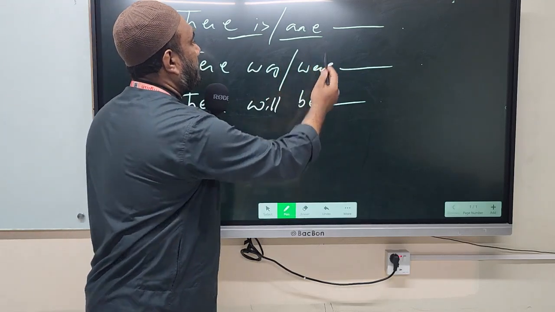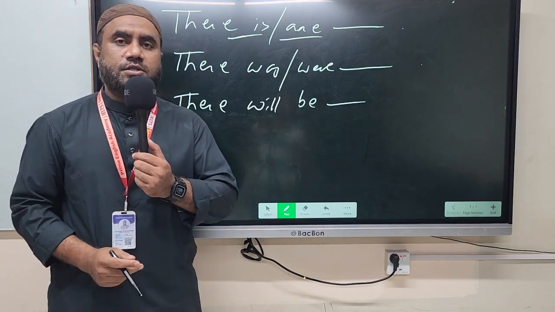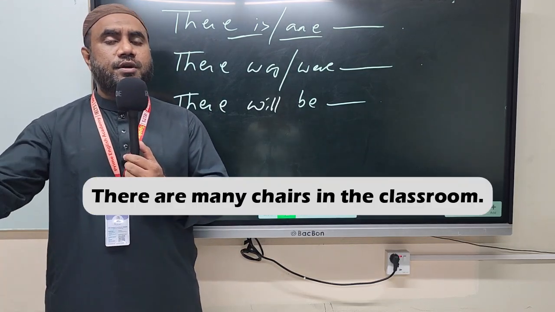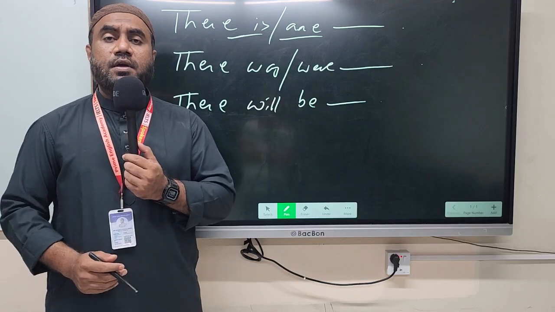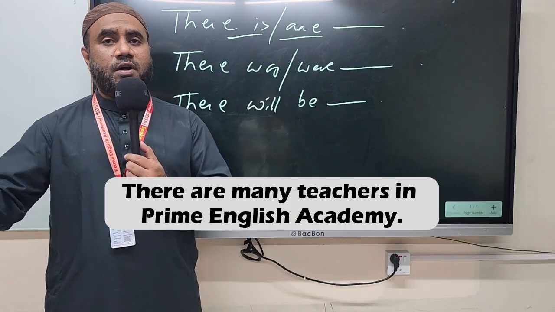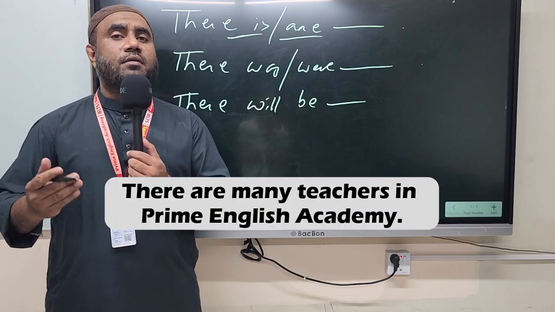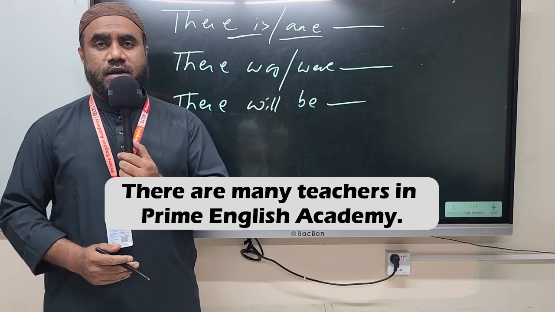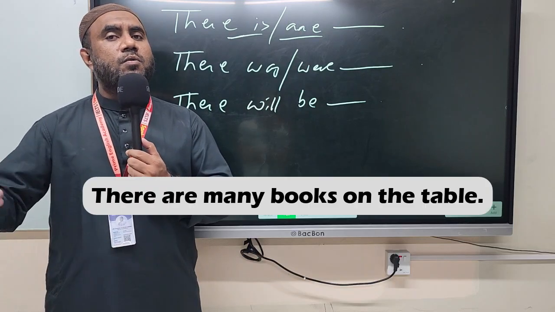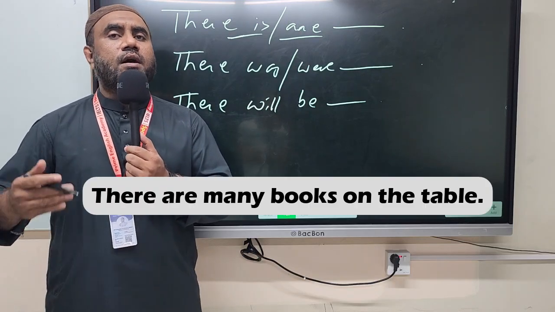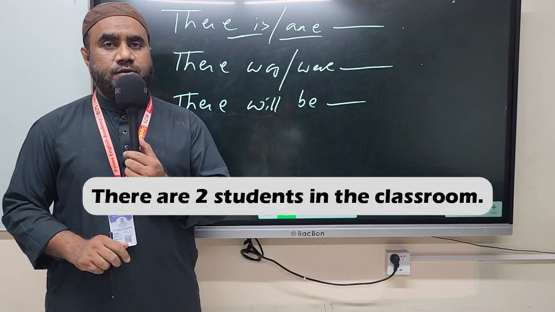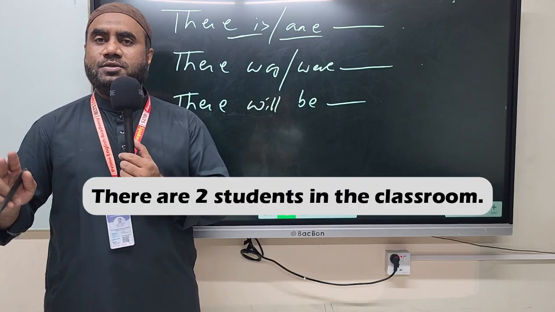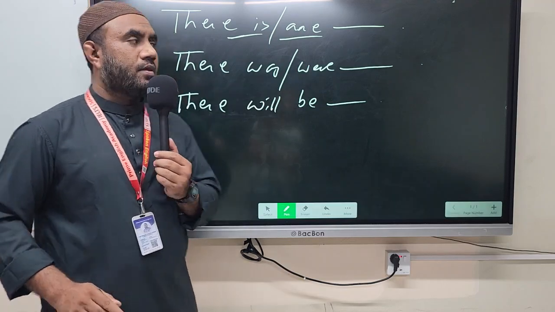There are many chairs in the classroom. There are many teachers in Prime English Academy. There are many books on the table. There are 2 students in the classroom.